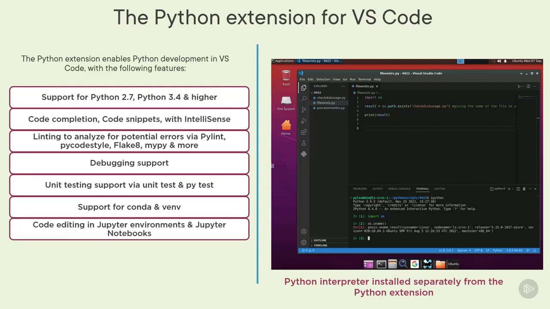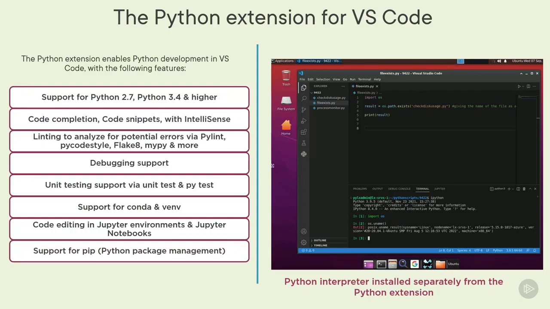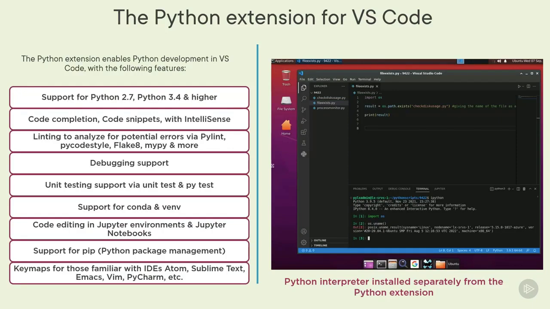It also supports editing for Jupyter environments. So if you're in that data science space, maybe you're running Linux servers, you're also doing some data science, and you need to do both as far as working with Python, it supports that as well. And then it supports pip, so installing packages and also doing package management for Python. And this is what I was referring to in the previous slide, that there are key maps, right?